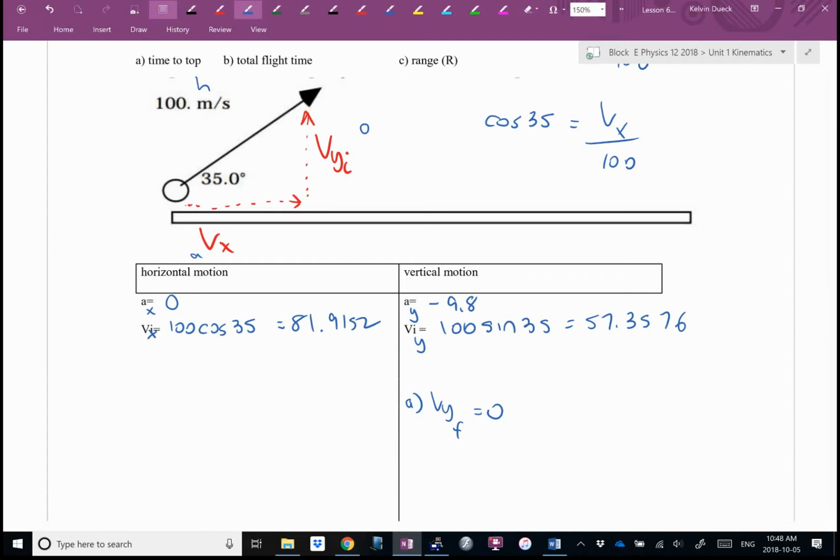How many things do I know now? Oh, what do they want me to find? I'm looking for an equation that has a V initial, a V final, and a T in it. There is one. You could have your formula sheet out if you really wanted to. I'm just speculating. Good.